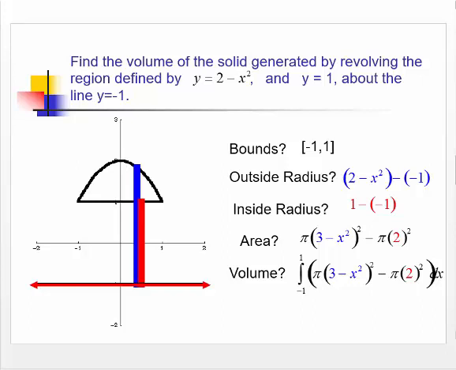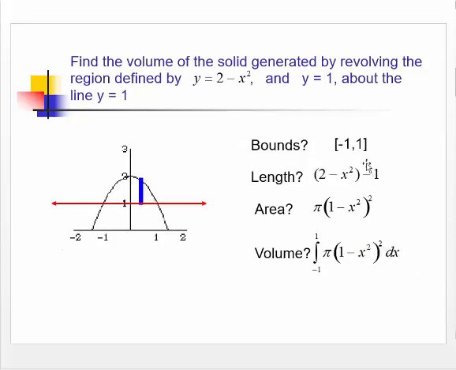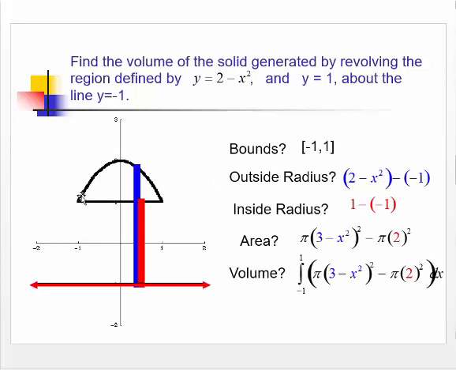But notice how, when I went back here and did a different axis of revolution, I minused whatever the axis of revolution was. Like here it was the line y is equal to 1, so it was radius minus the axis of revolution. So here you do the same thing. You do the outer radius, which is 2 minus x squared, minus the new axis of revolution, which is minus 1. So minus minus 1 actually becomes plus 1. So 2 plus 1 gets you 3. Now the inner radius, remember, was y is equal to 1 minus the new axis of revolution, so minus minus 1. So it becomes 1 plus 1, or 2.